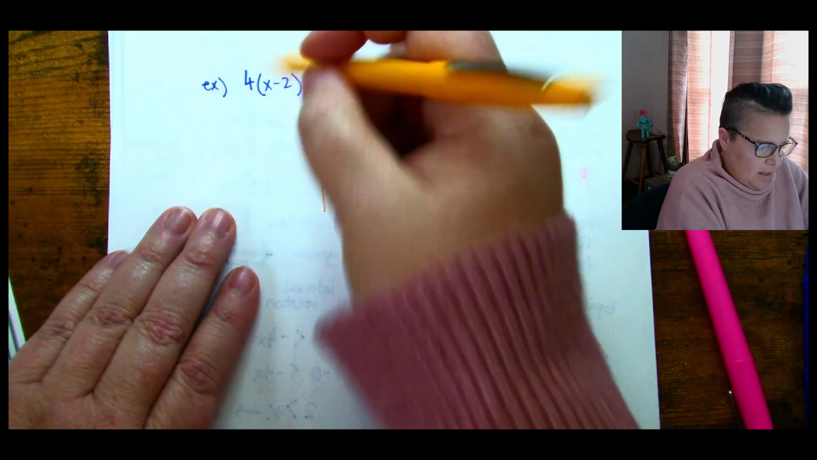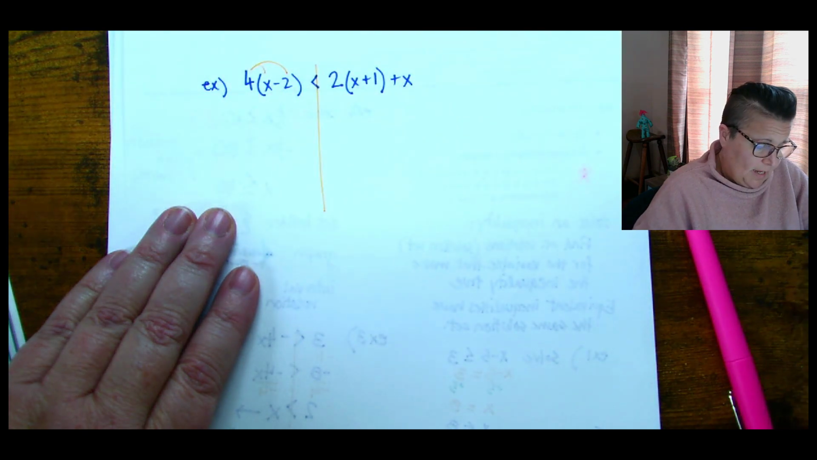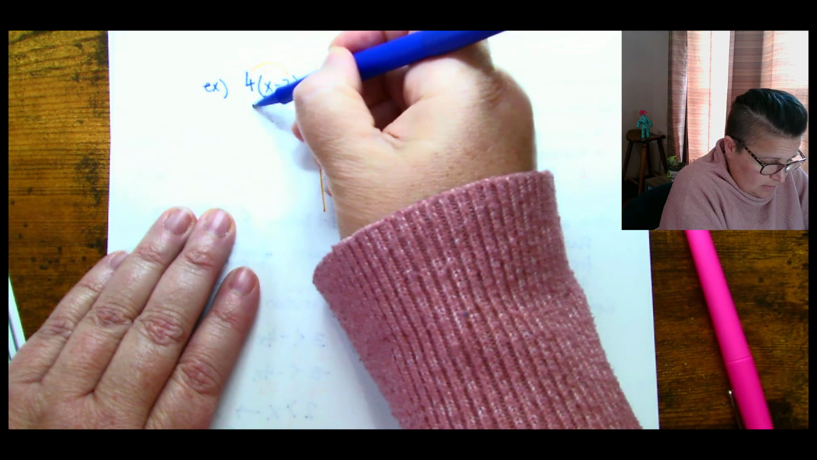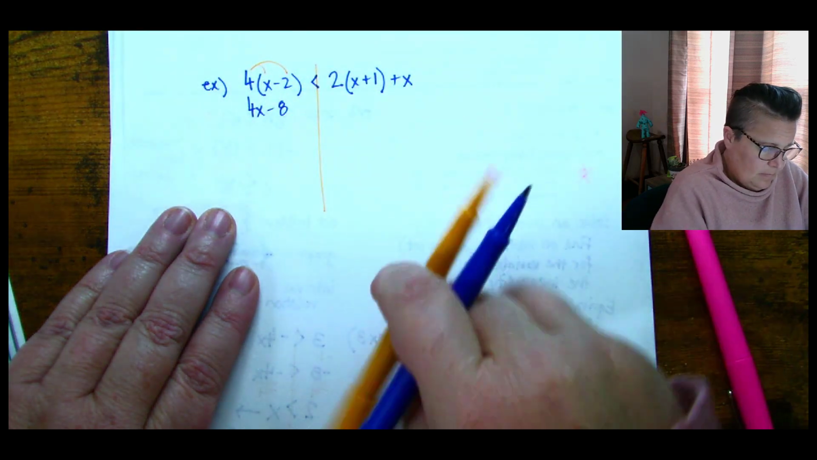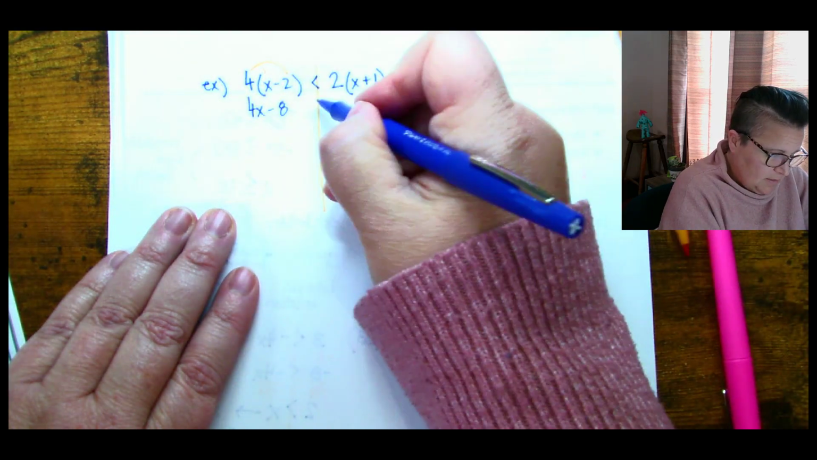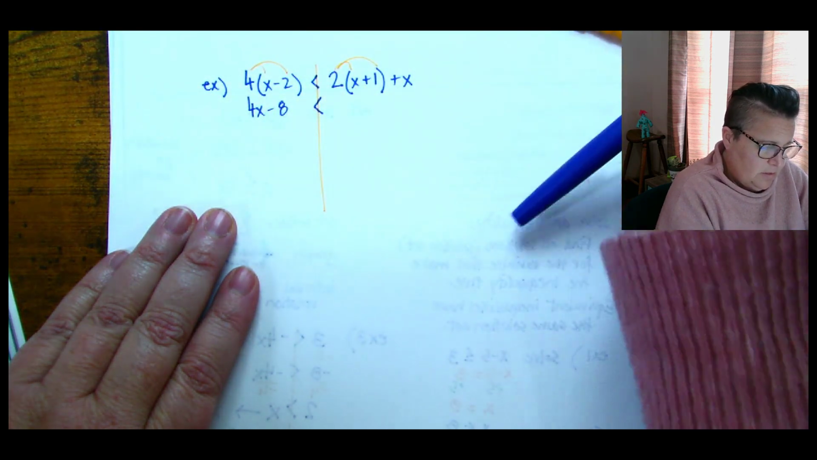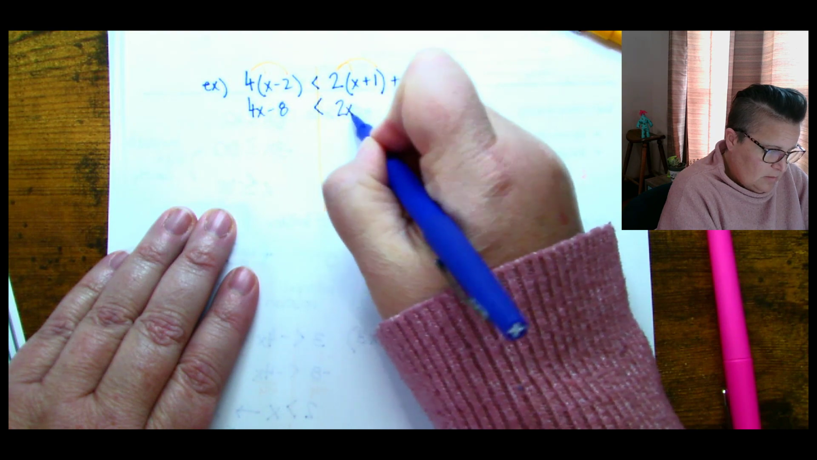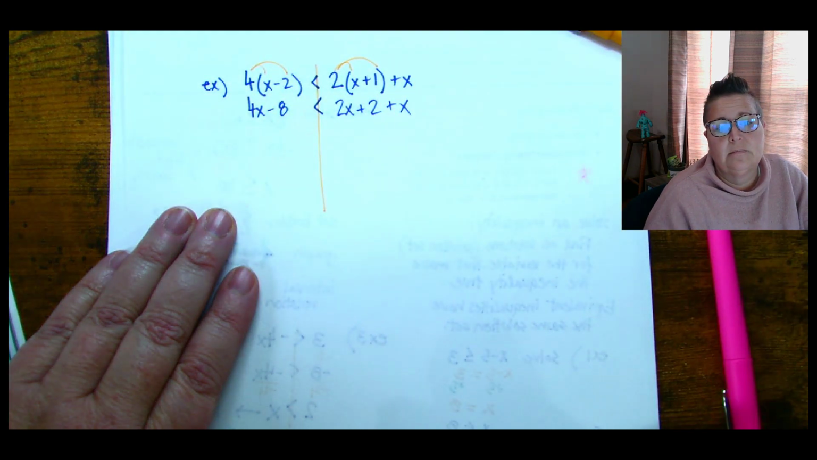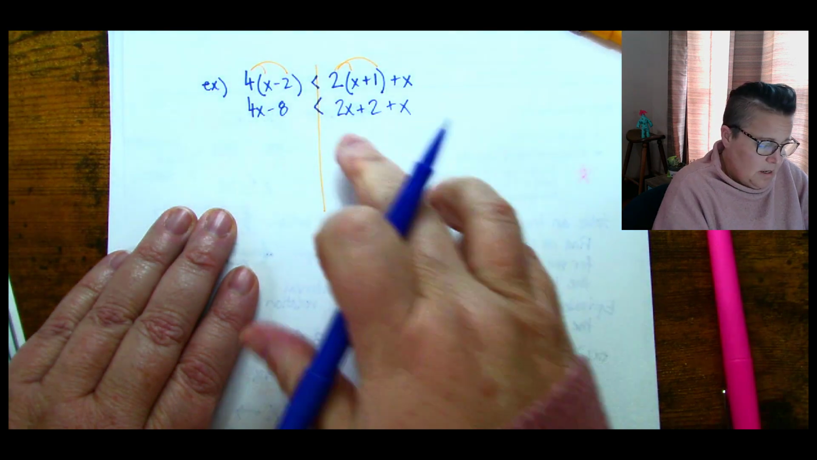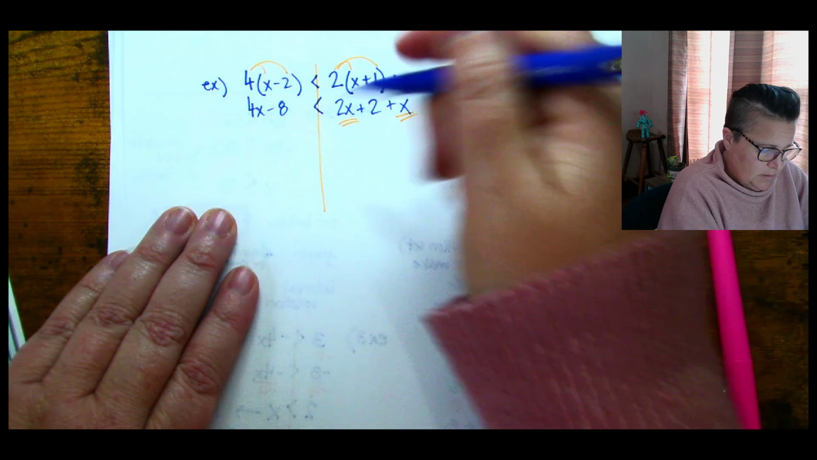All right, so on the left side, I'm going to distribute. That's going to give me 4x minus 8. Is less than, that's going to stay the same. On the right side, I'm going to distribute: 2x plus 2 plus an x. Okay, on my right side, I can combine like terms.